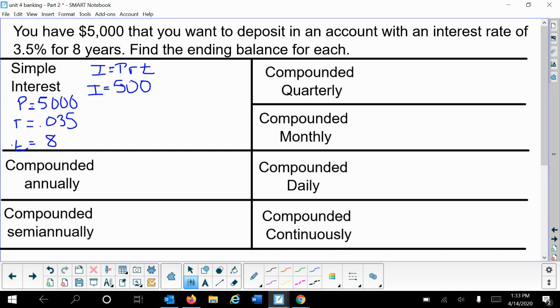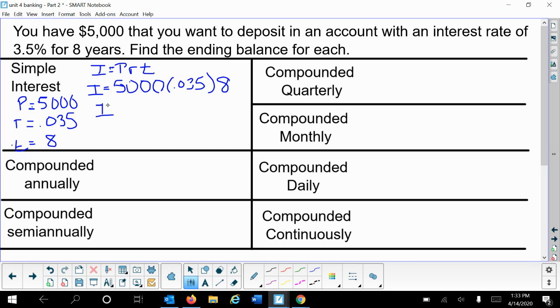5,000 times my interest rate times my time. And again, I apologize for the sloppy handwriting. Not sure why my pen's not working today. So 5,000 times my interest rate times my time.